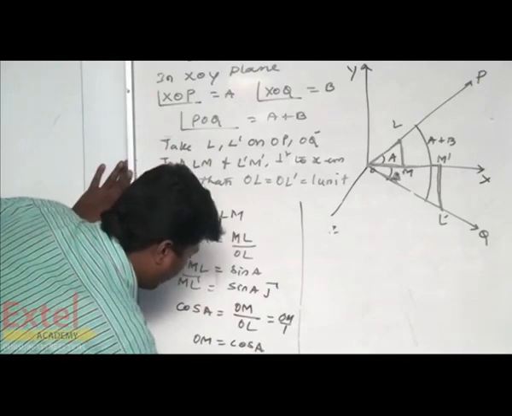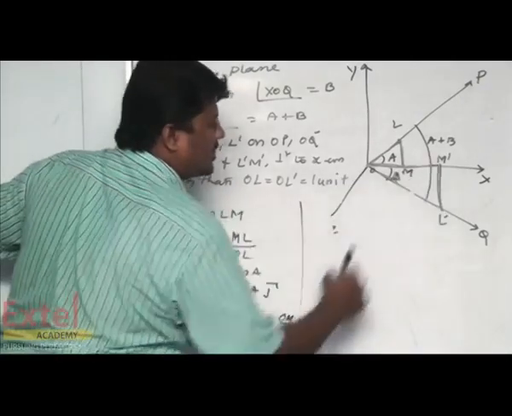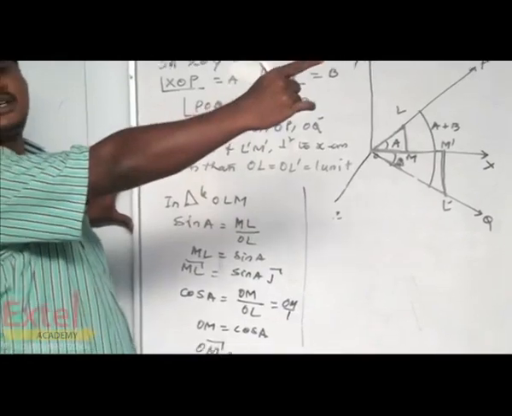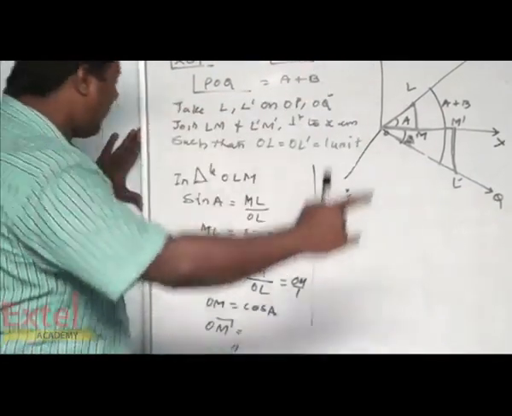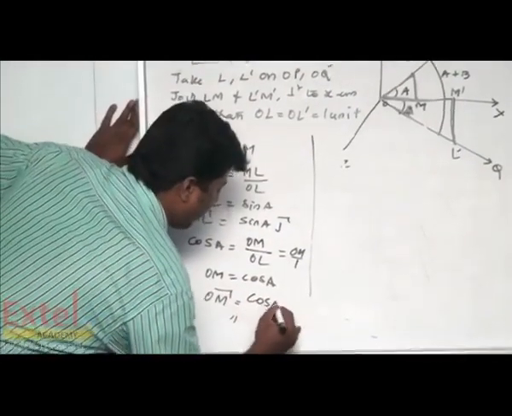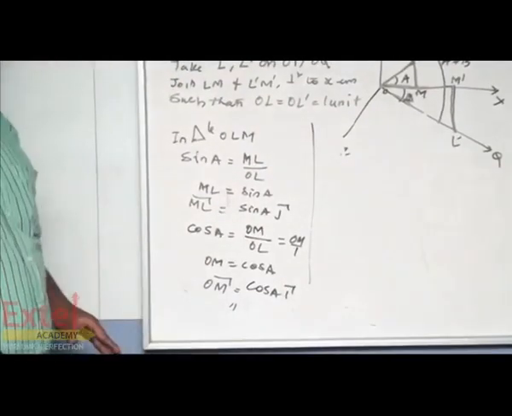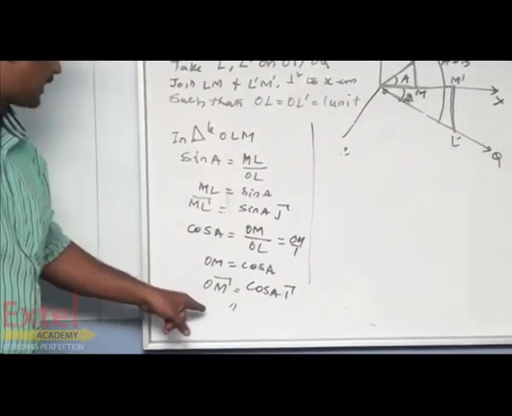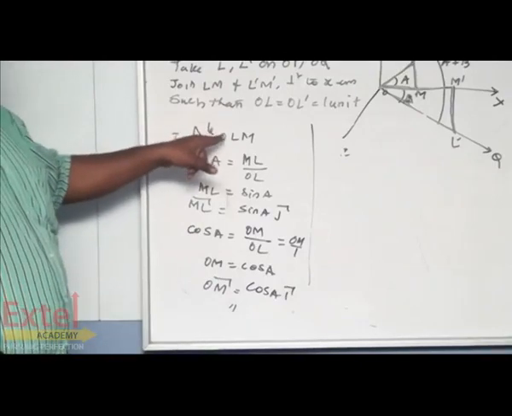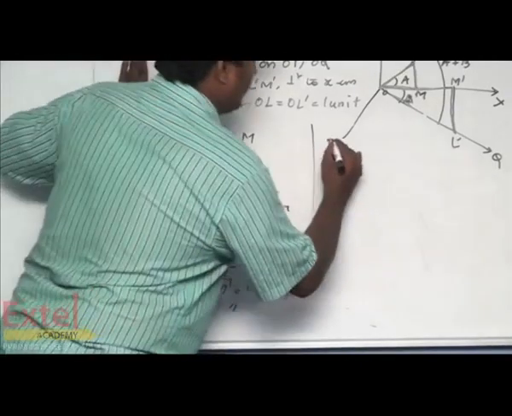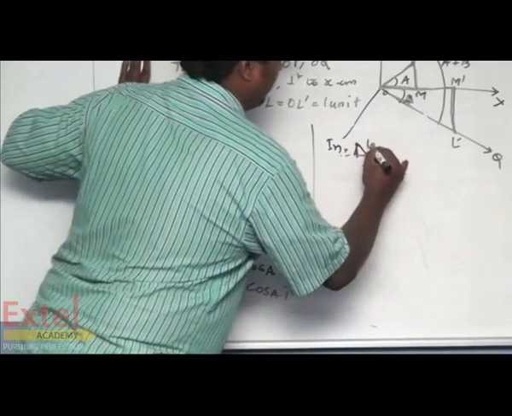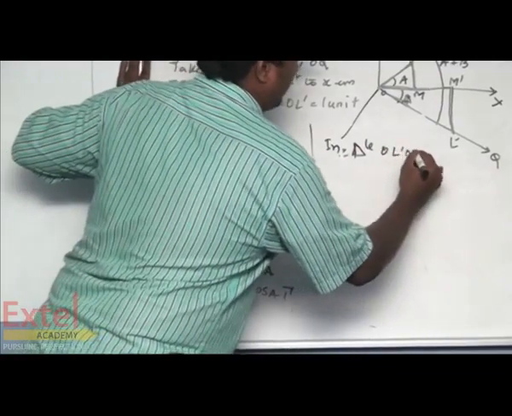Now to find out the OM vector, let us find out in which direction OM goes. In the x axis the unit vector is i vector, therefore I can say cos A i vector. Are you clear? So we found out the ML vector and OM vector from the right angle triangle OLM. Similarly, we have the right angle triangle OL dash M dash.